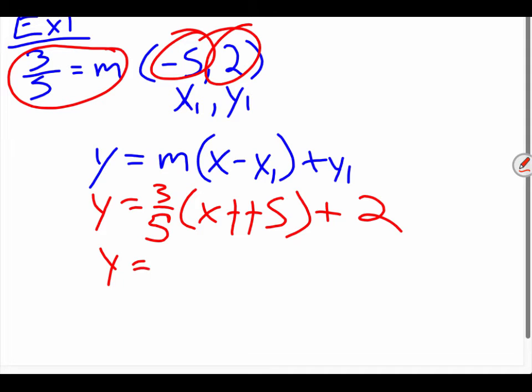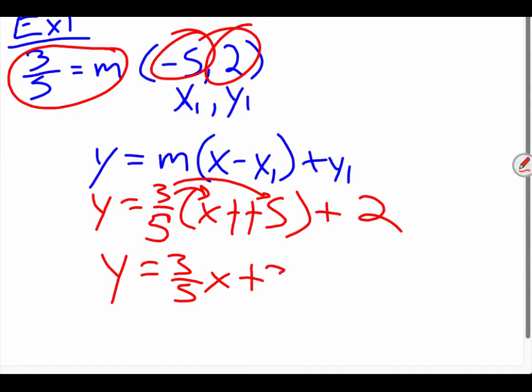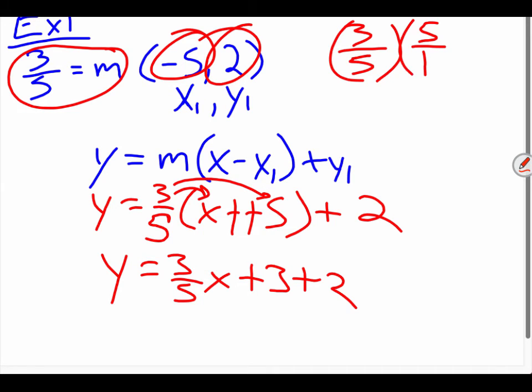I get y is equal to, distribute this through the parentheses, 3/5 times x, 3/5 times 5, 3, because the 5's cancel, right? And then we have plus 2. Now if you don't remember that, it's 3/5 times 5, but 5 is the same as 5 over 1. The 5's cross cancel, and I get 3 over 1, and that's how I get this 3 here.